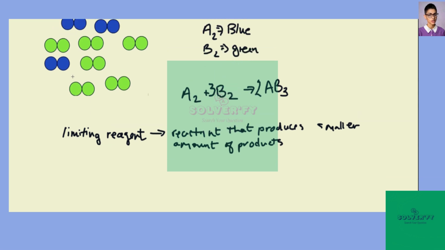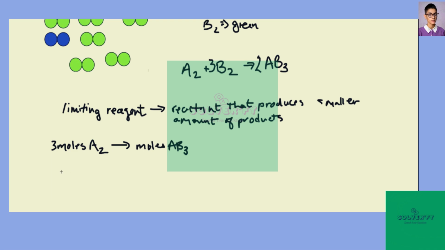So if we have 3 moles of A2, we should figure out how many moles AB3 will form. And we do that using the ratios from the balanced equation. This tells us that for every 1 mole of A2, we'll form 2 moles of AB3.